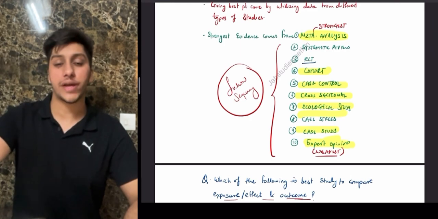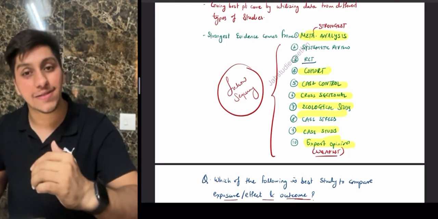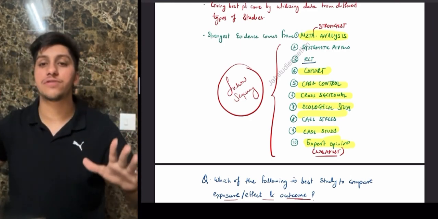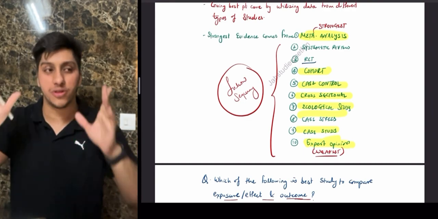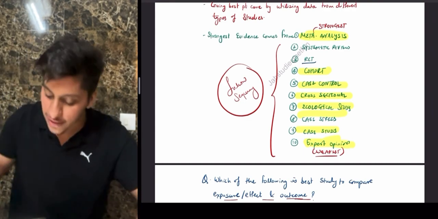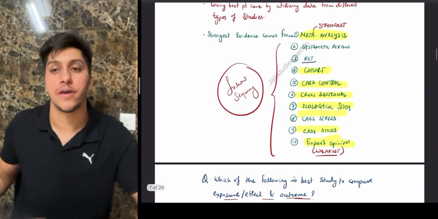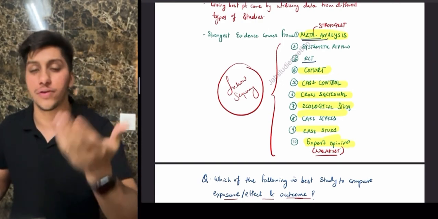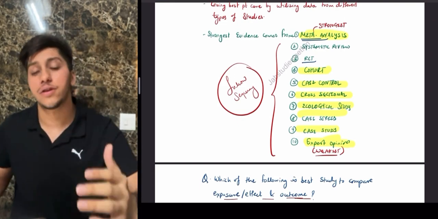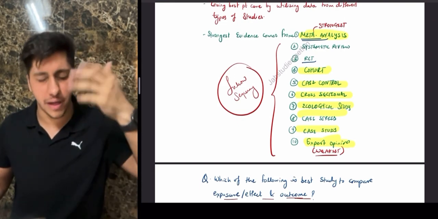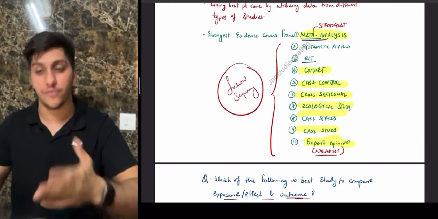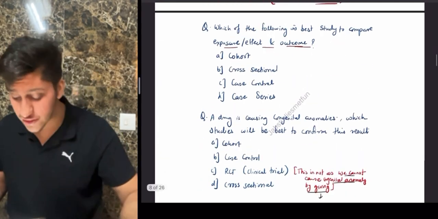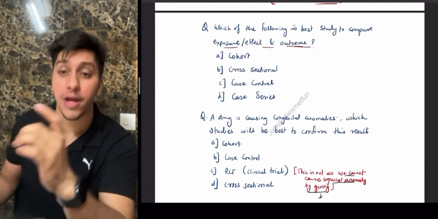After randomized control trial is going to be your systemic analysis, and the topmost position, which means the best, if you want the best study to get the best result, that is going to be meta-analysis. You have to remember this order, because in further questions they are going to ask which data we can collect from the best study. For example, which of the following is the best study to compare exposure, effect, and outcome?